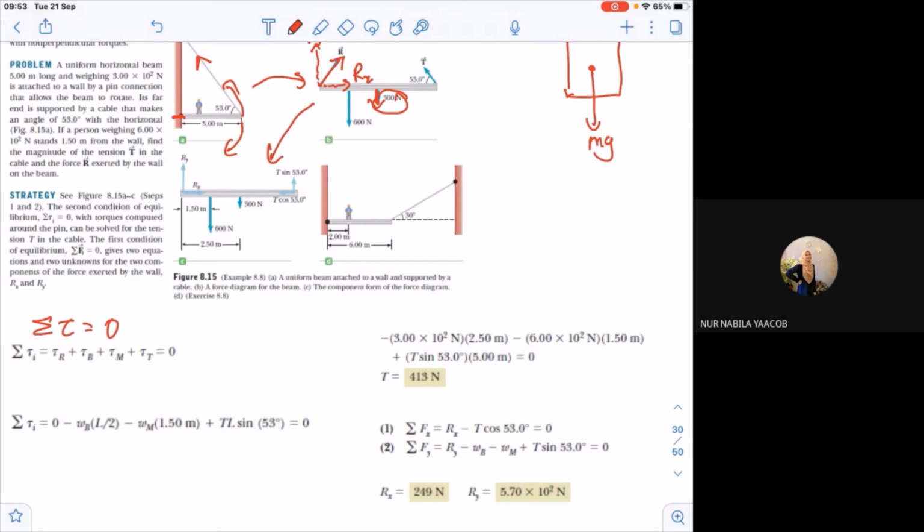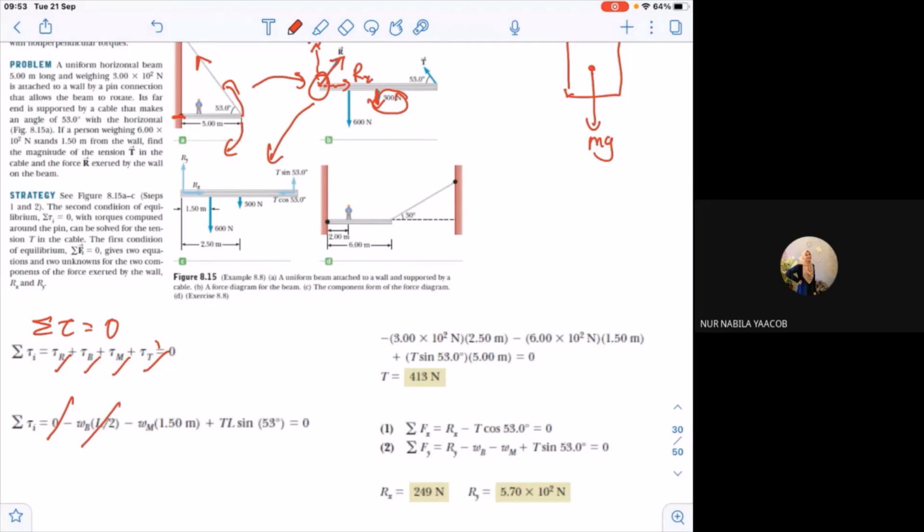Summation of torque. This one is based on RB, based on R, based on beam itself, based on man, based on T tension. Itu dia situation dia. So untuk torque ini, kita tak boleh nak tengok dia detail. Kita just calculate based on, bila kita ambil dekat sini center of rotation, R akan jadi kosong. Beam akan jadi WB kali dengan half L.